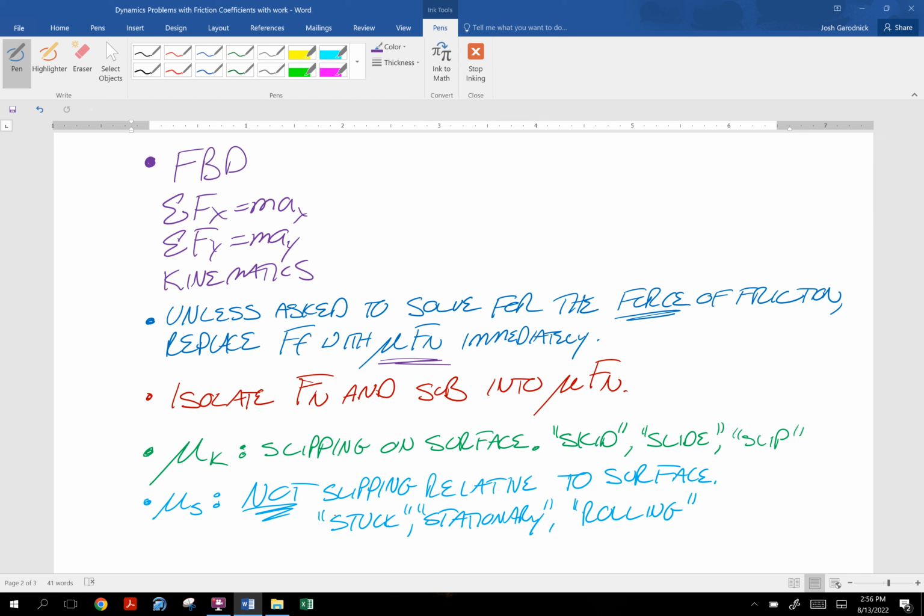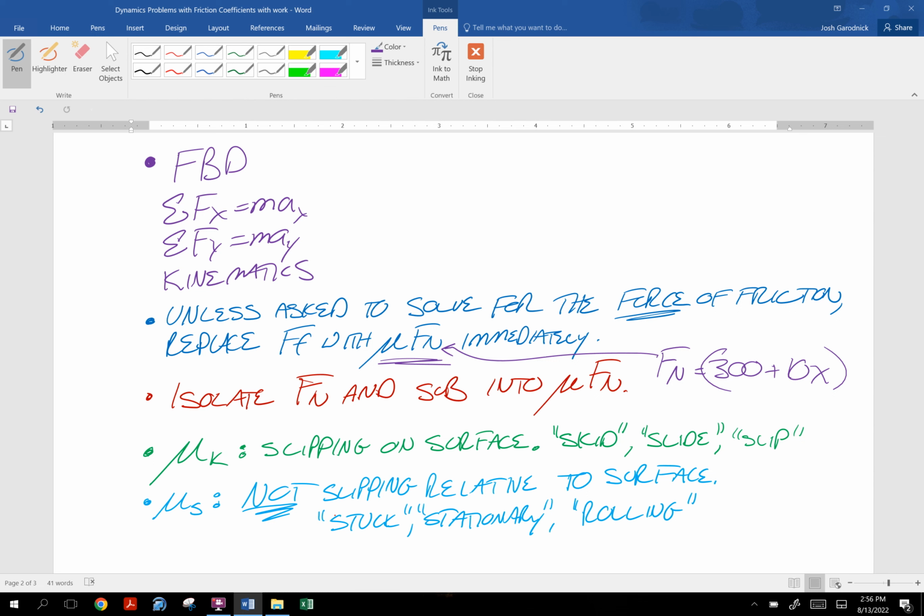And sometimes, as an example here, you may get a normal force that's not a number. You may get something like Fn equals 300 plus 10x. I'm making that up. You will take that 300 plus 10x and sub it in for Fn in mu Fn. It's okay. It'll work out. Just isolate Fn and sub in. And refresh on the mu k, because sometimes problems give you both.